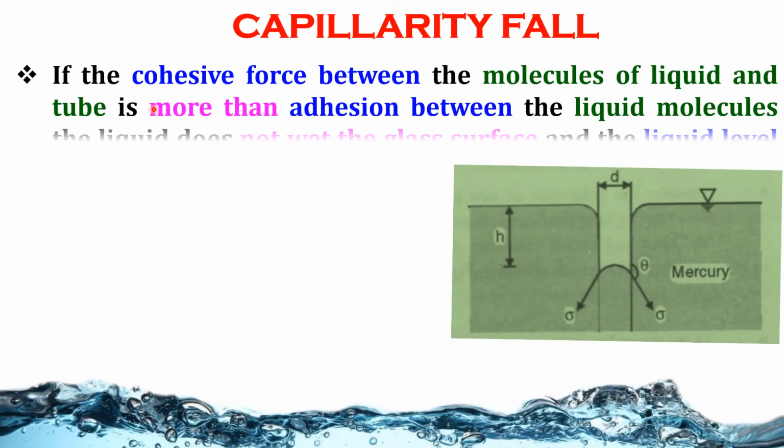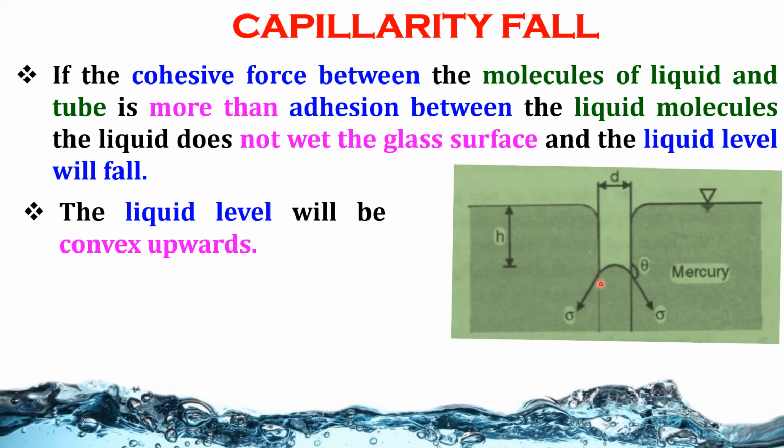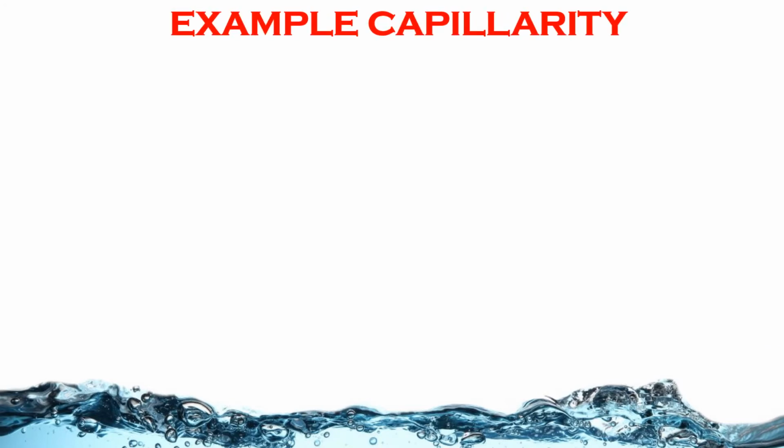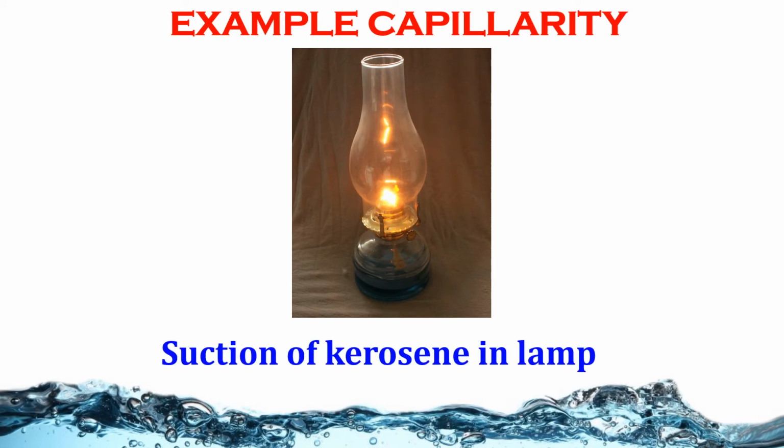Capillarity fall. When the cohesive force between your liquid molecules is greater than the adhesion force between the liquid and the tube, then we will have a capillarity fall. Always when we have a capillarity fall, the shape will be convex upwards and the theta angle will always be greater than 90 degrees. That is, the contact angle between the surface tension and the vertical will always be greater than 90 degrees. The perfect example for capillarity is the kerosene lamp, which we have seen in olden days.